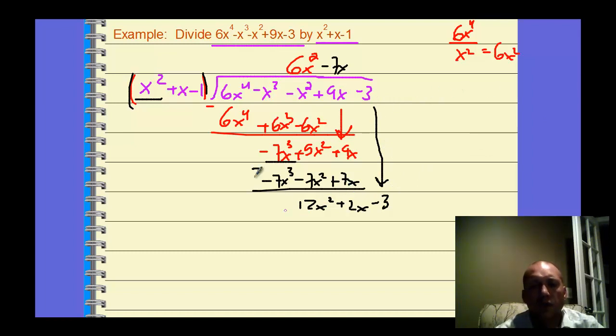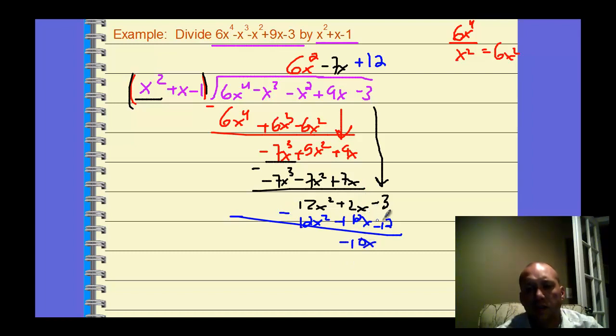And one last time. So x squared times what gives 12x squared? It's going to multiply by 12. So distribute, I get 12x squared plus 12x minus 12. Subtract, I'm going to get negative 10x, negative 3 plus 12, so positive 9. This right here is our remainder. There's nothing else to drop down.